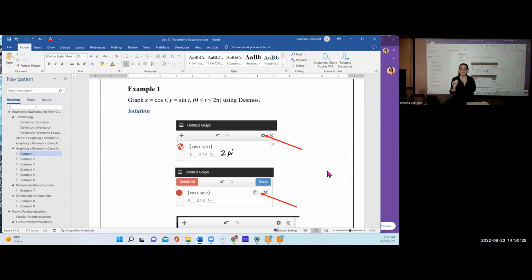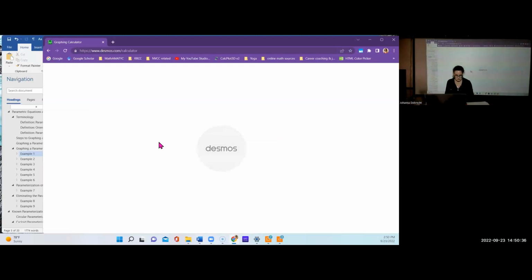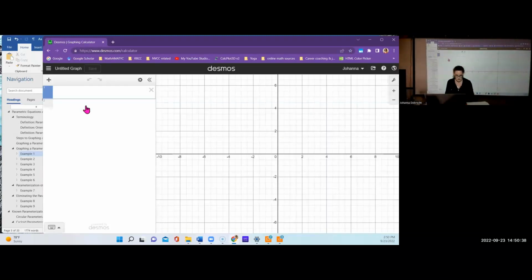It does not produce the orientation. So it's going to show us what cosine of t, sine of t looks like, but it's not going to give us the orientation. So let me demonstrate that for you now.